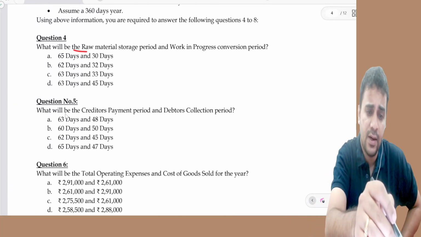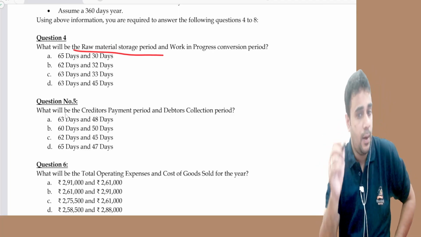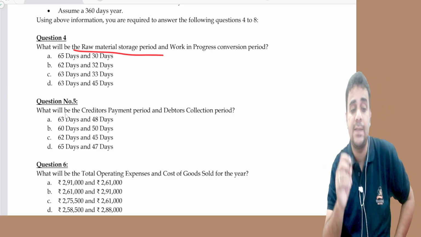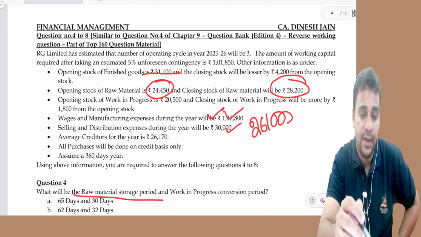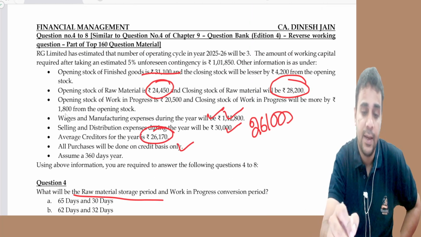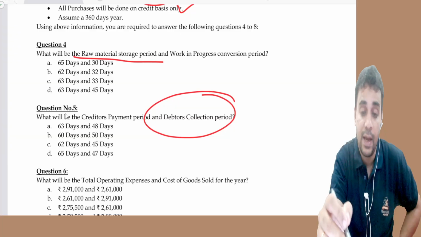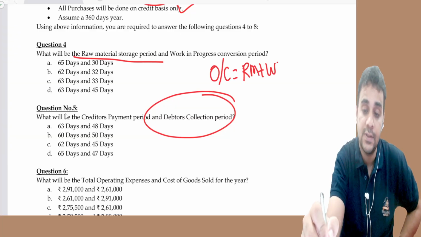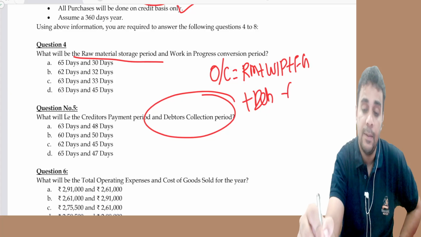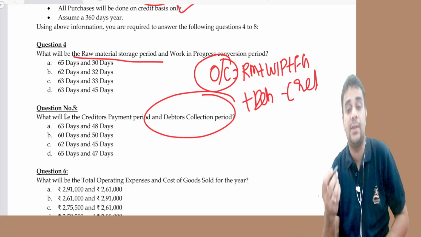They ask for raw material storage period, average raw material by raw material consumed. WIP, average WIP by COP. Creditors payment period, average creditors divided by credit purchases into 360. Debtor is balancing figure. How is it the balancing figure? Operating cycle is equal to raw material plus WIP plus FG plus debtor minus creditor. What is operating cycle? 3 cycles in a year. 360 by 3, 120 days.